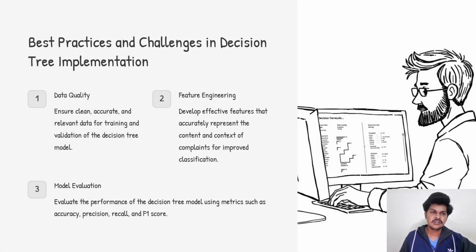Best practices and challenges in decision tree implementation. First, data quality. Ensure clean, accurate, and relevant data for training and validation of the decision tree model. Second, feature engineering. Develop effective features that accurately represent the content and context of the complaint for improved classification. Third, model evaluation. Evaluate the performance of the decision tree using metrics such as accuracy, precision, recall, and F1 score.